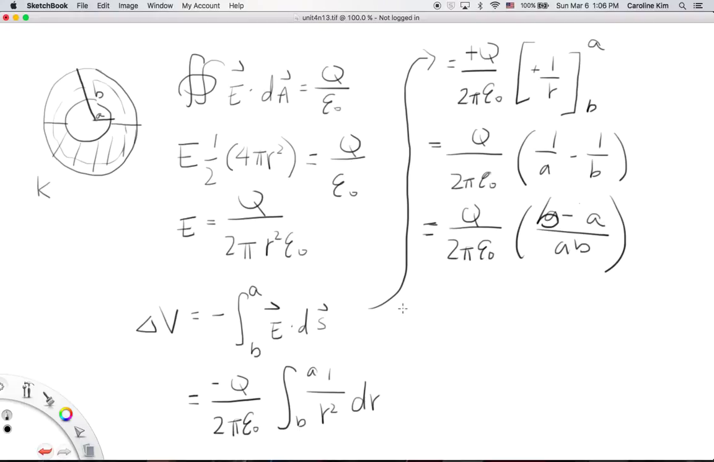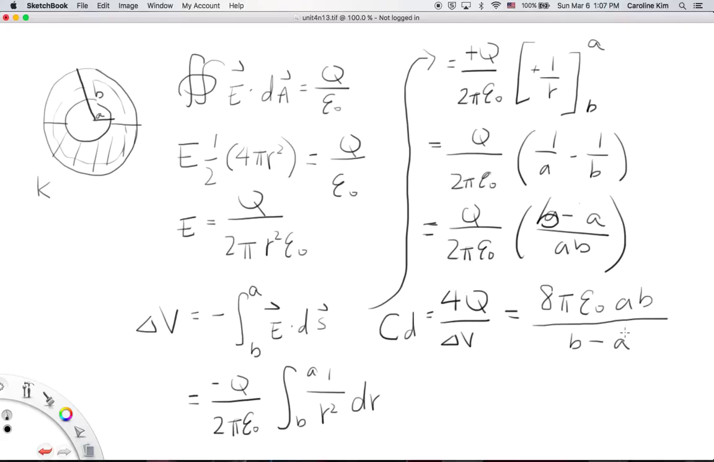So we know that the capacitance of the dielectric part will then be, capacitance equals Q over V, but we know that the dielectric capacitance is 4 times the capacitance with nothing in it, so we'll do 4Q over delta V. If you plug in what we just found for delta V into that equation, you're going to get 8 pi epsilon 0 AB divided by B minus A. Then you want to add that. To find the total capacitance of this half-filled sphere, you're going to add C_D to half of C naught.